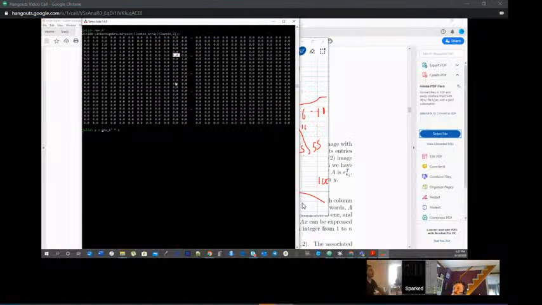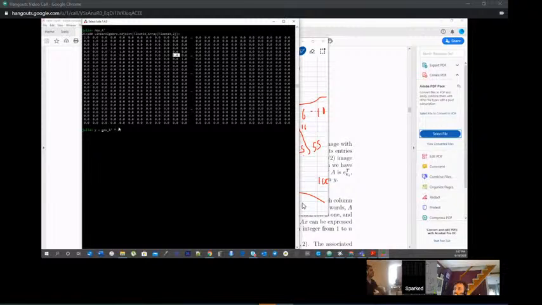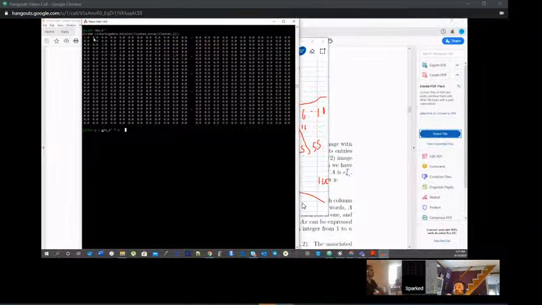How many pixels are you trying to select? We're trying to select a quarter of the whole image. That's why it's 25. This is a 25 by 100 matrix.